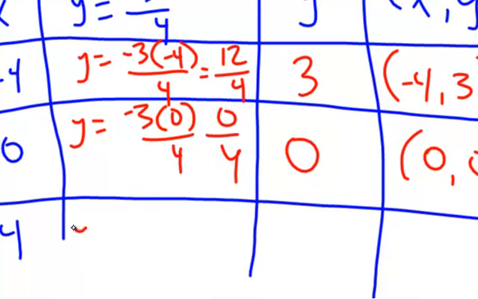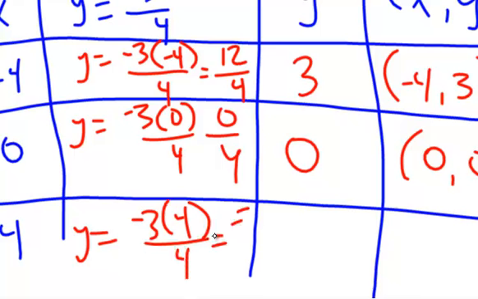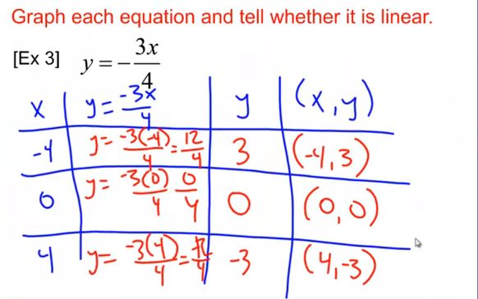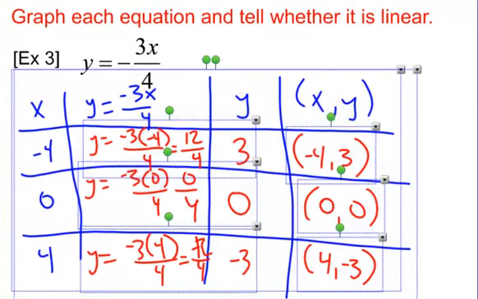And -3 times 4 is divided by 4, so that's -12 divided by 4, and you'd get negative 3. So the reason I picked negative 4 and 4 is because I'm dividing by 4. So if I multiply by 4, divide by 4, I know that I'm going to end up with a whole number. And I like whole numbers. They're easy. Let's graph that and see what it looks like.